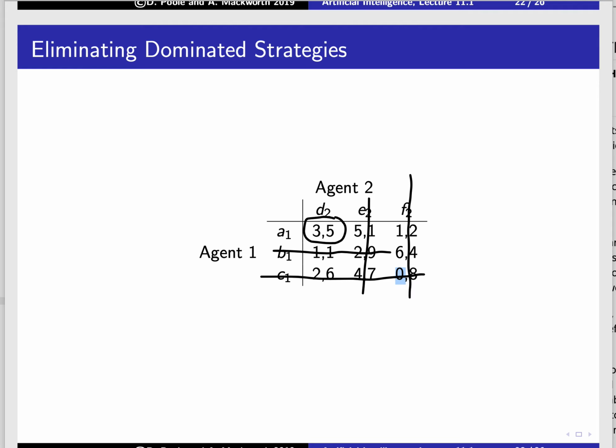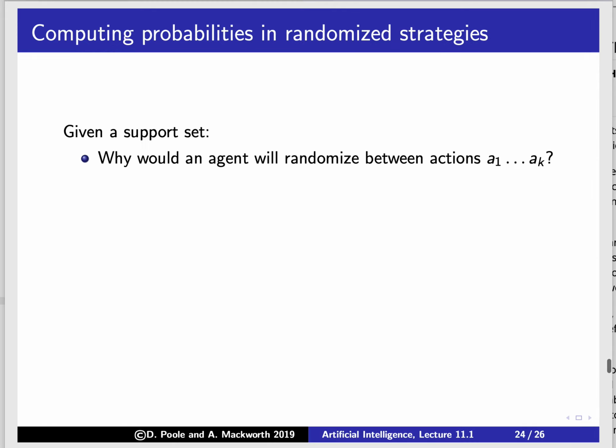All right, so that's eliminating dominated strategies, but sometimes you don't end up with a simple one. Now let's suppose we're given a support set, which is a set of actions we're going to randomize through. Why would an agent randomize between actions A1 to AK? Well, why would it do that?